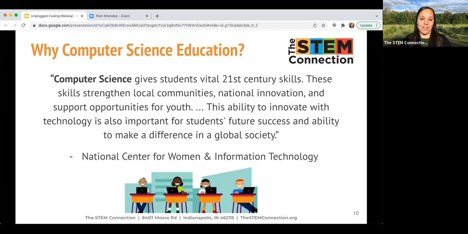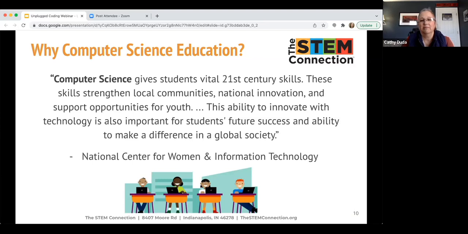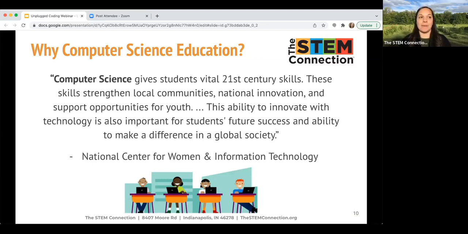And we just know that it's so critical, because if you look at workforce development and understand what the needs are going to be for our workforce moving forward, these are the skills that they're going to need to be a part of that global society that we all are a part of. So starting young and building up those skills, I think, is critical.